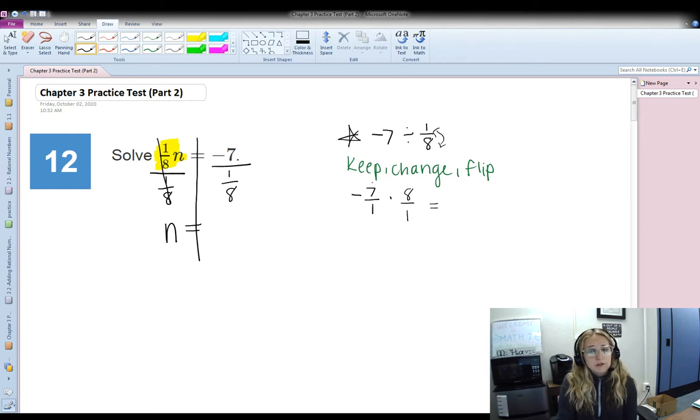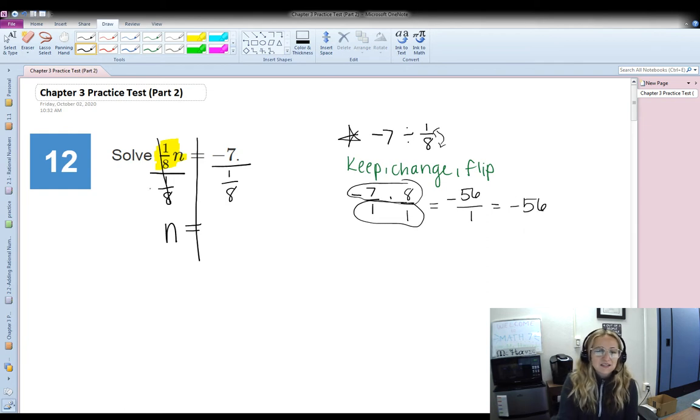Then we want to check, can we cross cancel? Well, no, because we have ones in the diagonals. That's not going to work. So now we just need to do our multiplying fractions rule, which is the butterfly, which is multiply numerator times numerator, denominator times denominator. That's going to give me -56 over 1, which is the same thing as just -56. So n equals -56. I box in my answer.